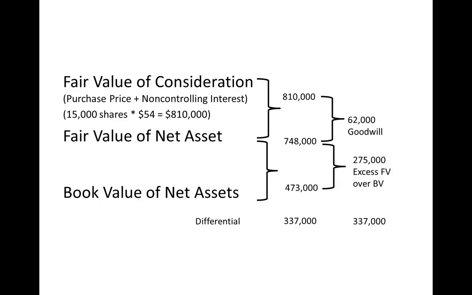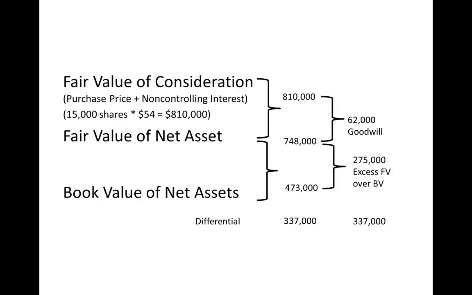We compute the purchase price by taking the number of shares that were issued times the market price. We get $810,000. We go back to the schedule and we can see the fair value of the net assets is $748,000. Now the question becomes, why would someone be willing to pay $810,000 for assets that only are worth $748,000? The difference is referred to as goodwill. This is the name that the company has built, their reputation. Whatever they're good at doing, that would be goodwill.